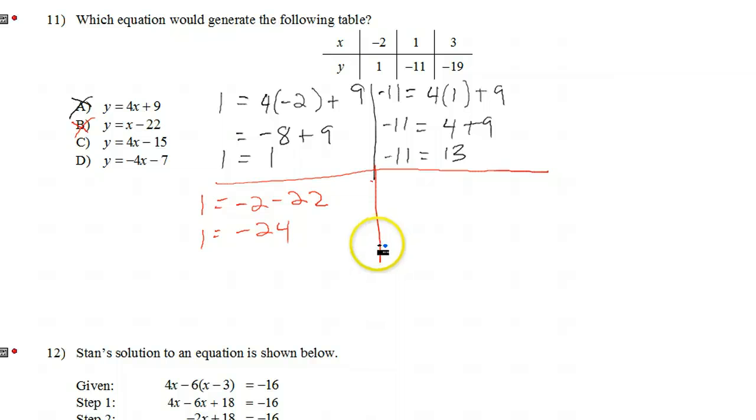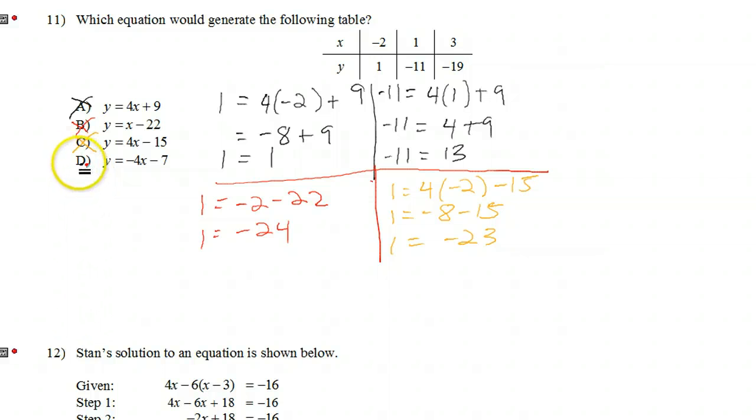So now let's move on to letter C. So this time I'm going to start off with the same one again. Plug in -2 for x, see if we get 1 for y. So I'm plugging in the 1 here for y, the -2 for x, and we get, and obviously this is not correct either. So our answer must be D, but let's just plug in a couple of them just to make sure.